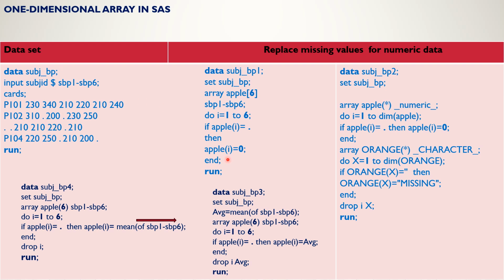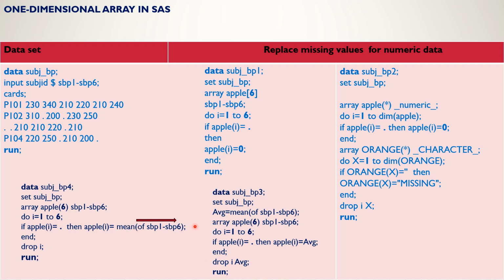If instead of 0 you want to write any average or mean values, we can also write like this. data subject_bp4; set bp_bp; array apple, with all the variables sb1 to sbp6. Do i = 1 to 6. If apple(i) = missing, then apple(i) = mean of sb1 to sbp6, then end. So wherever a missing value is there, that mean value will be filled in.